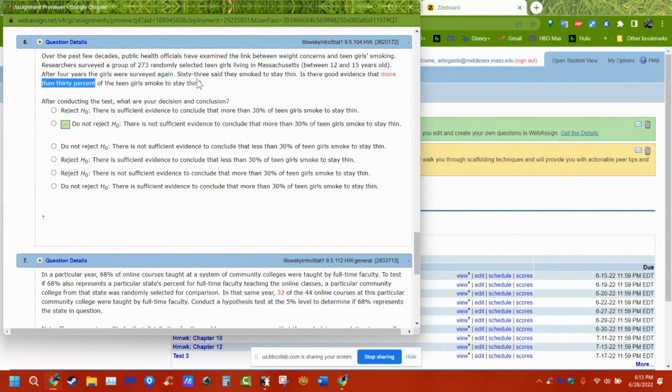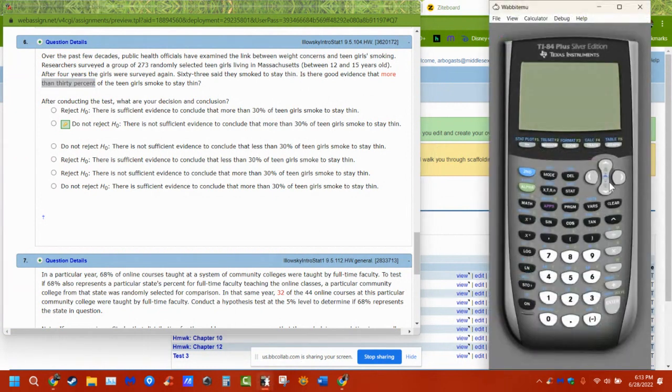More than 30%. So they want to know, is that bigger than 30%? So stat, we go to tests. This is a single proportion, so we're going to go to number 5. And we're testing that the proportion is 30%, where we have 63 successes and 273 trials, and we want to test more than. So make sure more than is selected, and then you hit calculate.